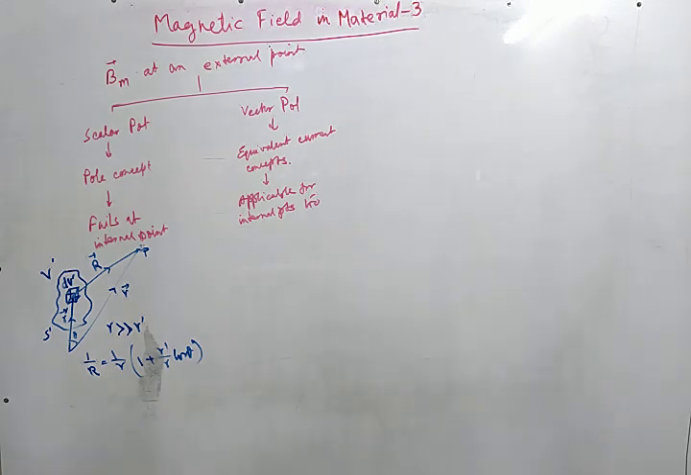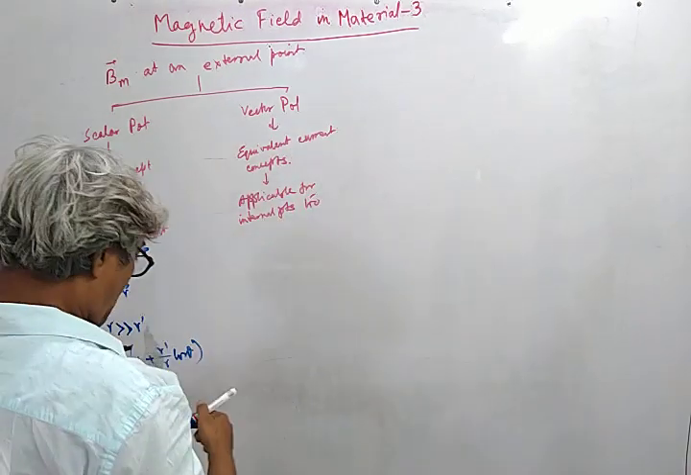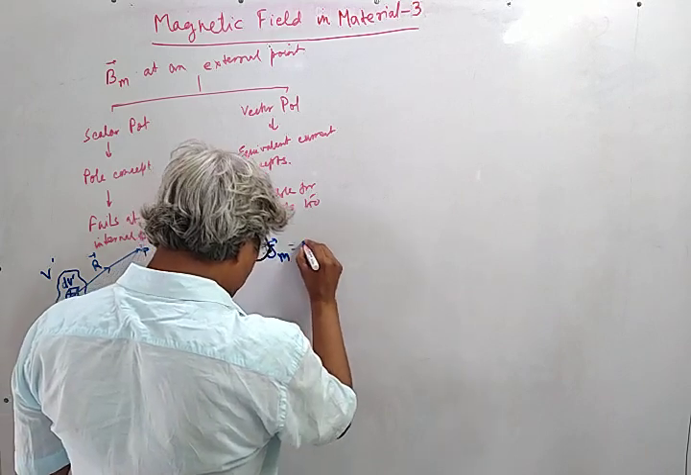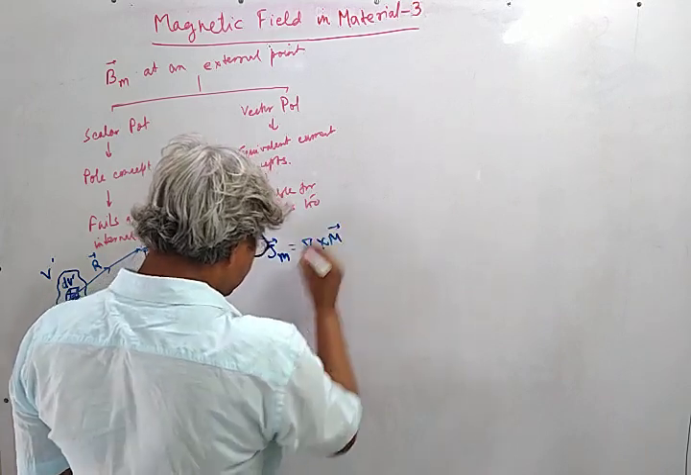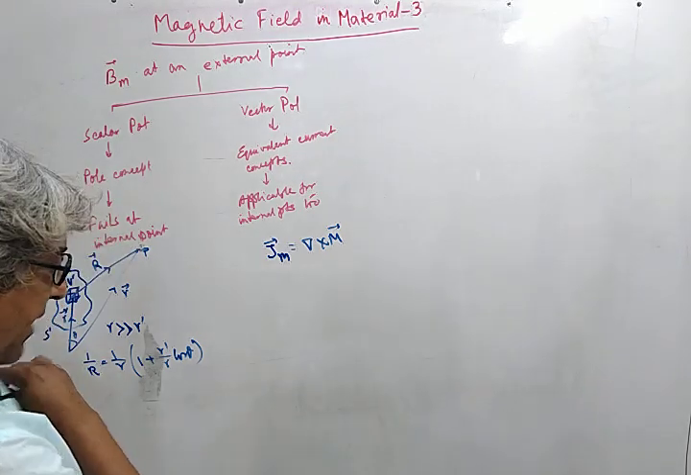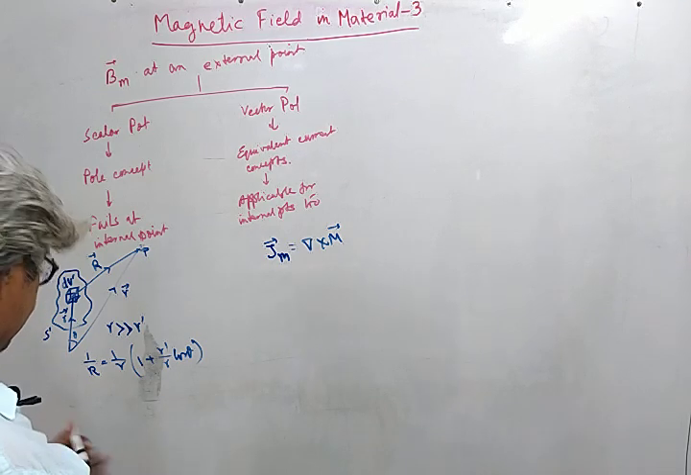So the vector potential approach is valid at internal and external points, and it leads to the concept of equivalent current, of which we have already encountered one: J_m is equal to curl of M. This is the equivalent current formalism. So with this introduction we shall start calculating the magnetic field due to a magnetized material, firstly adopting the pole formalism.